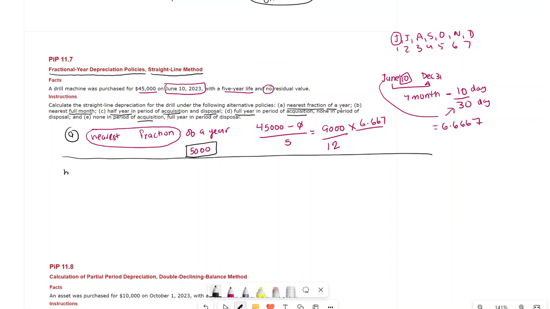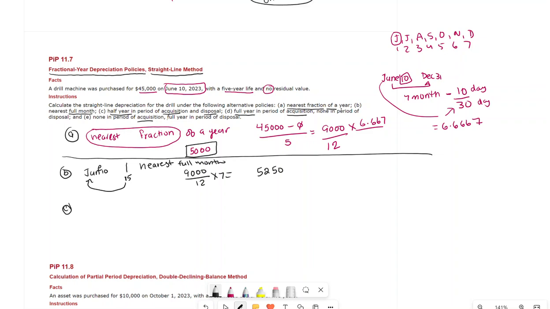So part B, what they're saying is nearest to the full month. When did we purchase it? On June 10th. Up to the 15th, we call it the full month. So we will do it for the 7 months. Again, you're going to do 9,000 divided by 12 times your 7, and you will depreciate 5,250 when it's called nearest to the full month.